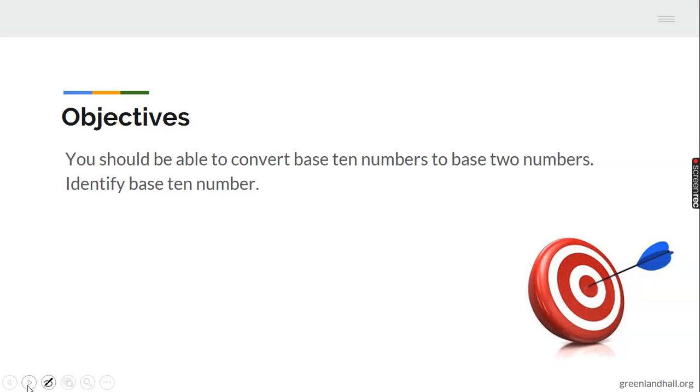Alright, now we are talking about base 10. What are these base 10 numbers? How do they look? How are they represented? Is it the normal number you know? It's going to be fun. So at the end of the class, I expect you to be able to convert base 10 numbers to base 2. And also, you should be able to identify base 10 numbers.